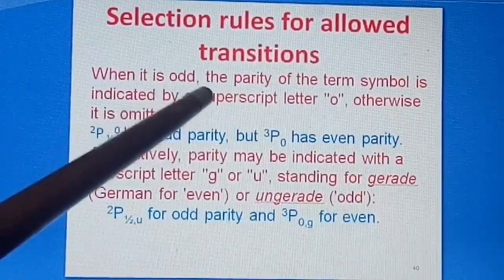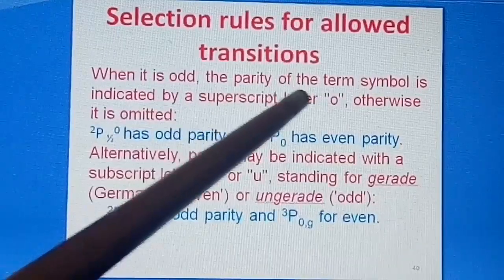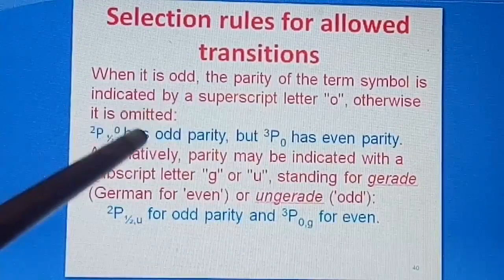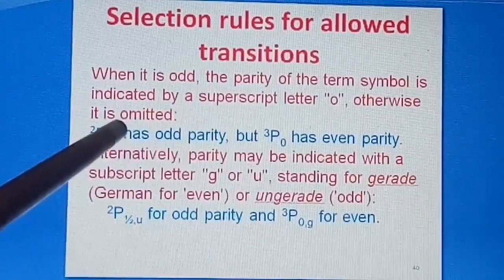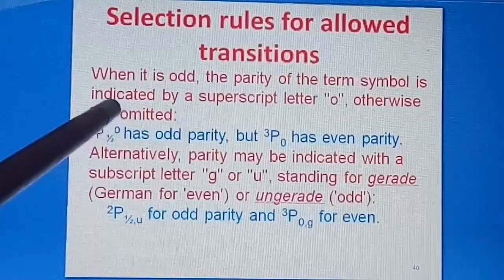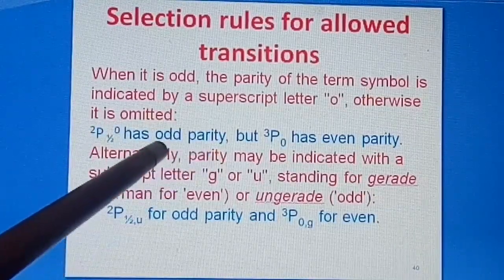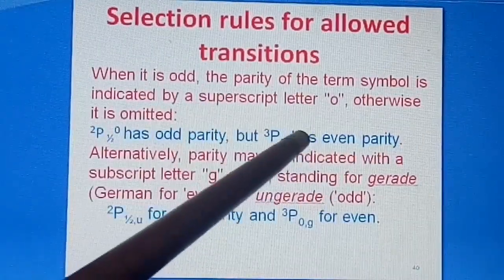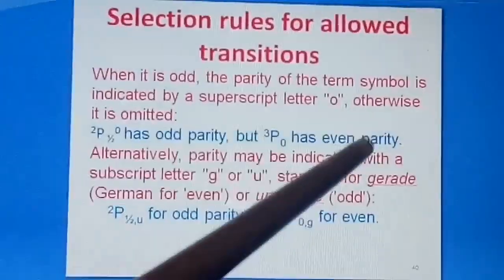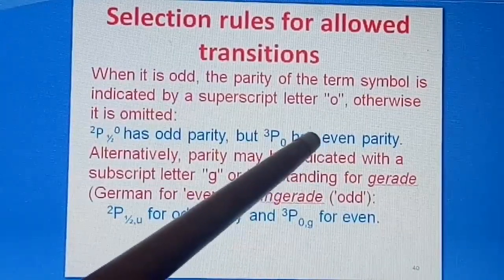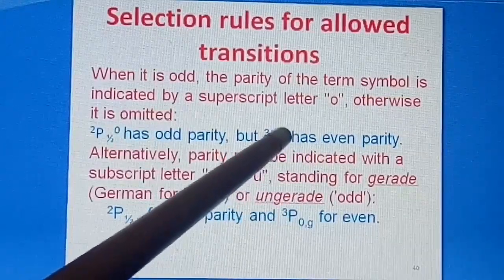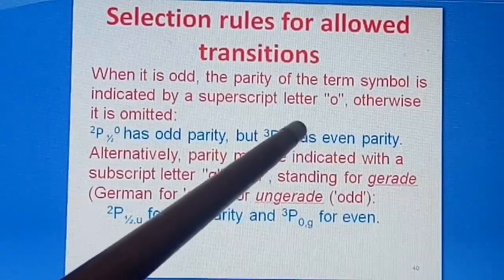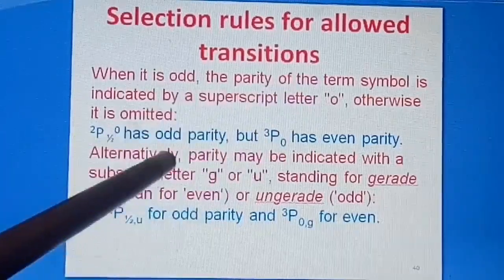When the parity is odd, the parity of the term symbol is indicated by the superscript O, otherwise it is omitted. So here in the p orbital, the number of electrons is 1, so it is odd parity, and this odd parity is shown by the O. But this 3P0 is even parity because the orbital is odd but the number of electrons is 2, so it is even parity. So there is no need to represent any symbol here.